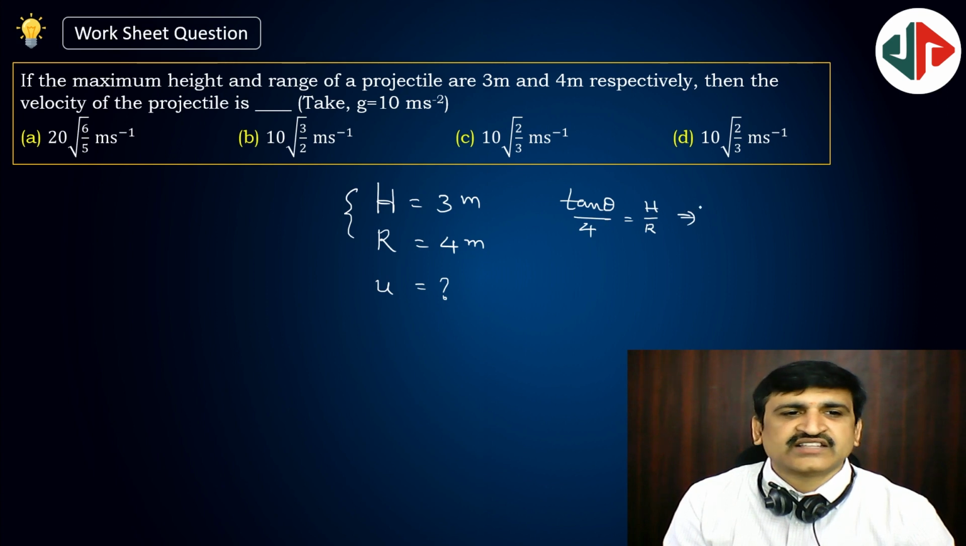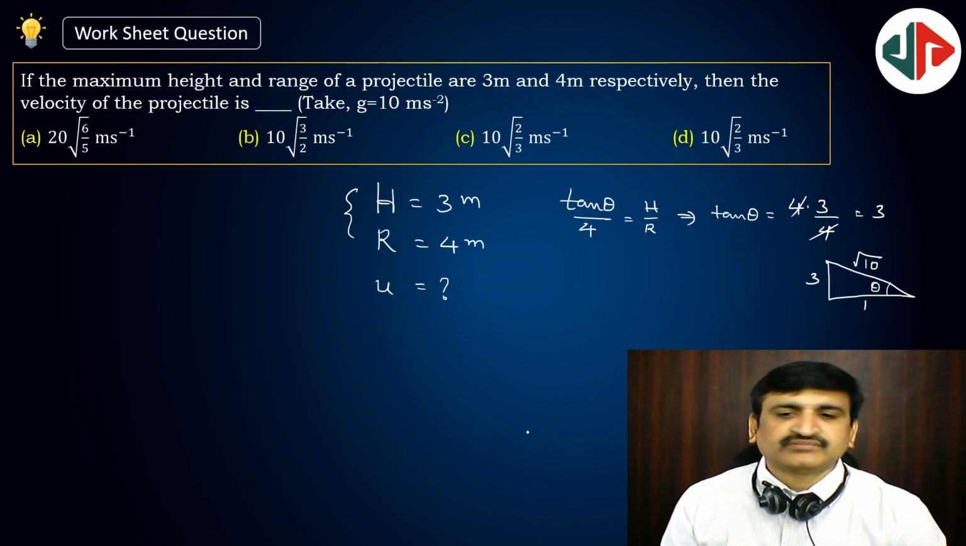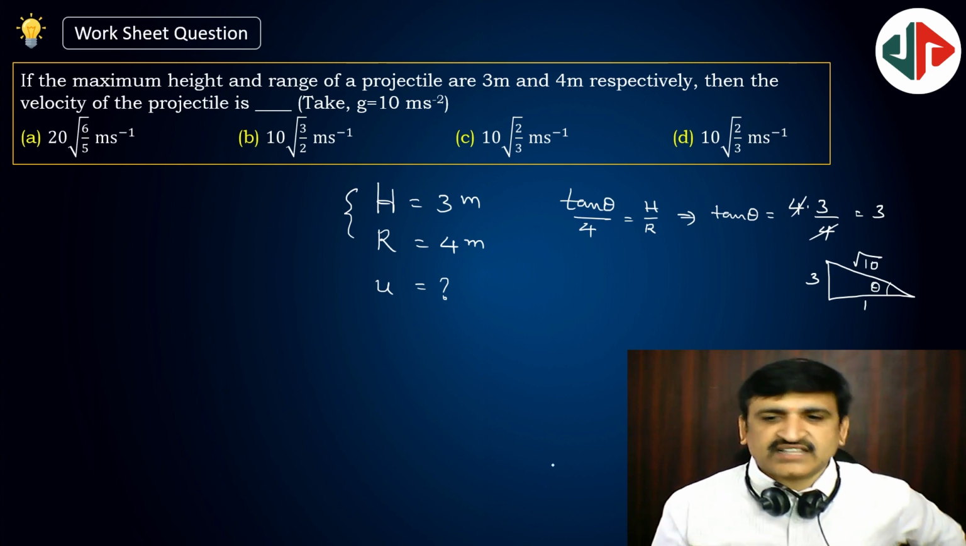Implies tan theta is equal to 4h by r, which gives 3 by 4 times 4, so it is just 3. So tan theta is equal to 3. I can have a triangle like this. Tan theta is 3, so 3 by 1 I can take if it is theta. Then the other side will be root 10, since 3 threes are 9 plus 1 is root 10.